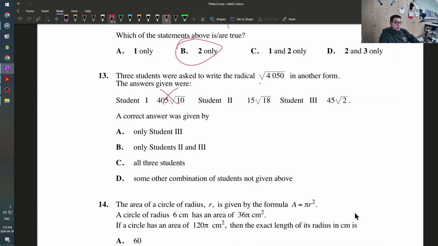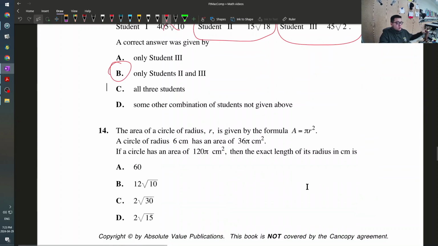Okay, so these two, student 2 and 3, have correctly written it in another form. They didn't say in the simplest form. If it says in the simplest form, then only 3 is right, but they just say another form, so B is right. 14.